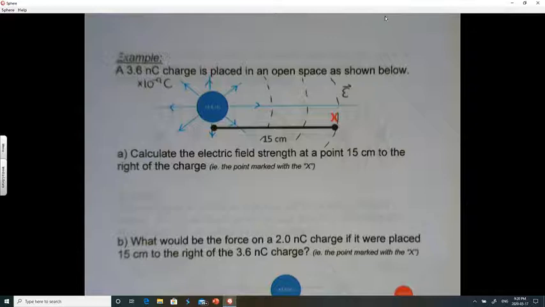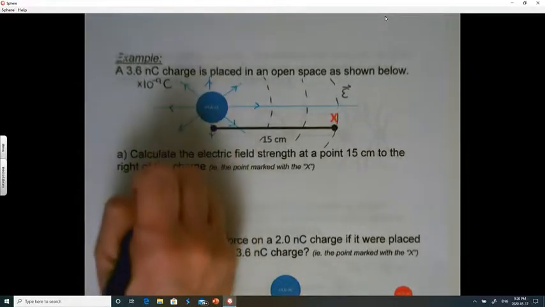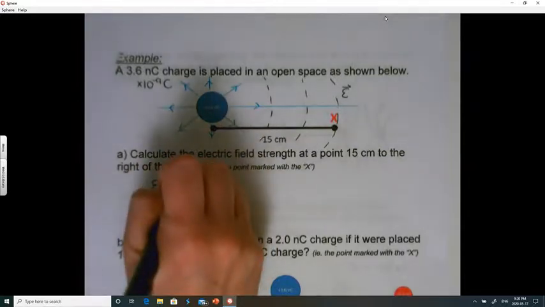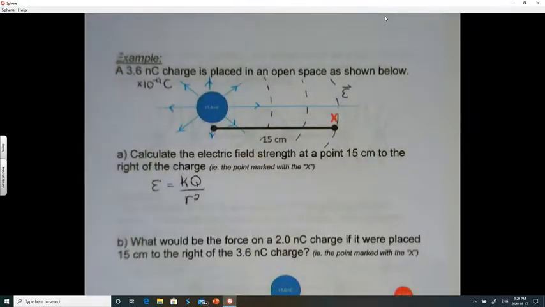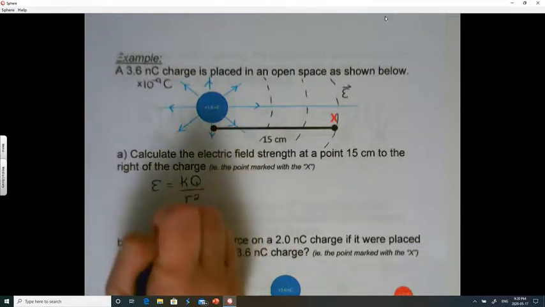Now, if we want to calculate the magnitude of the electric field strength, we can use K, Q over R squared. Remember, K is that new constant. You can write it out if you'd like to.